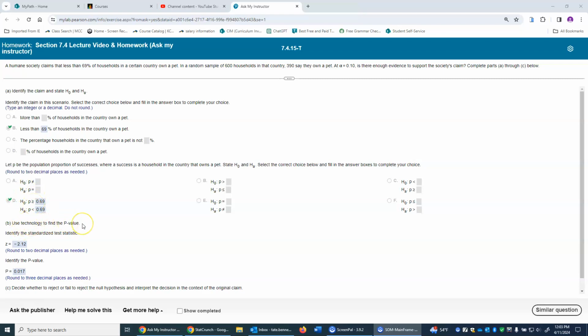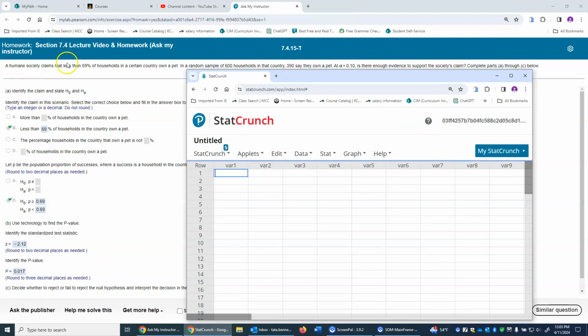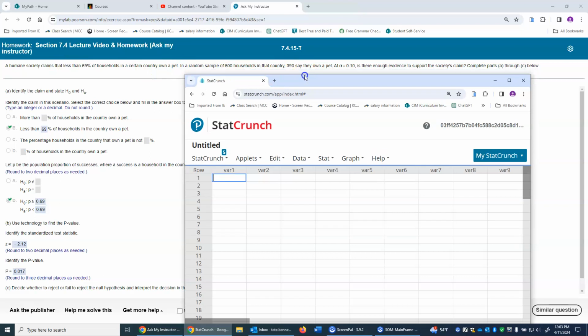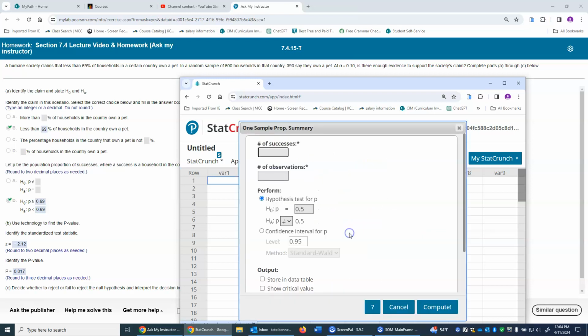Use technology to find the p-value. Identify the standardized test statistic. Okay, so you could use the formulas they give you, and then you want the p-value. I'm going to use StatCrunch here. We're dealing with proportions, so we go to Stats, and then Proportions. 7.4 is about proportions, and you want the standardized test statistic. We're dealing with one sample with a summary.